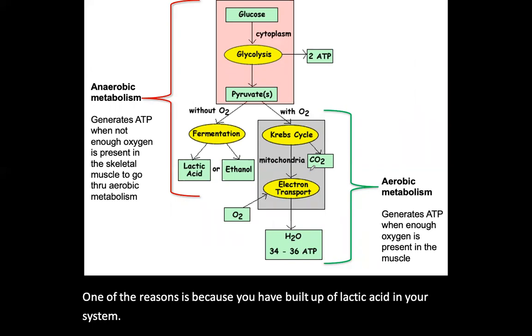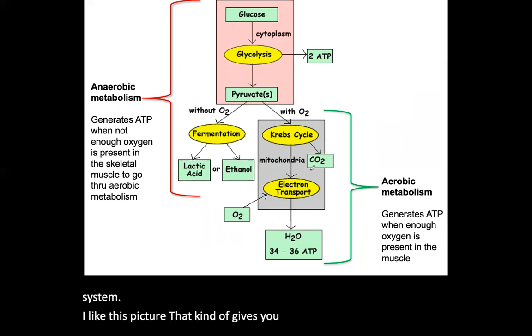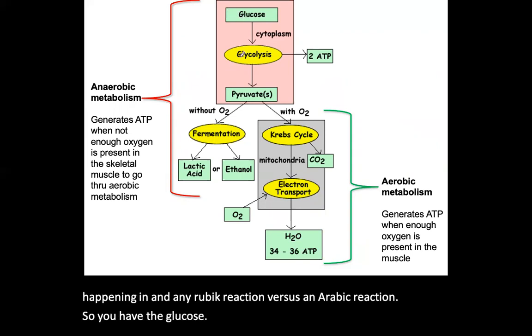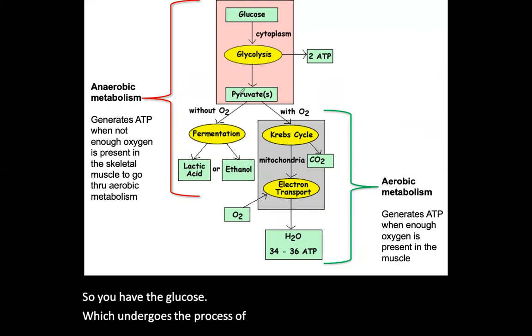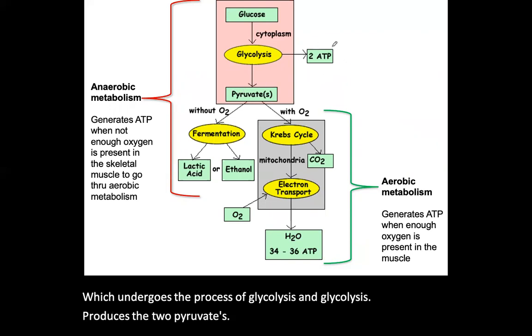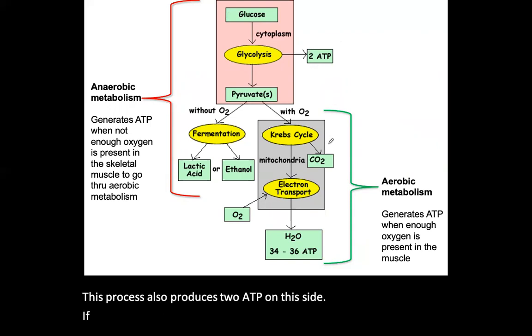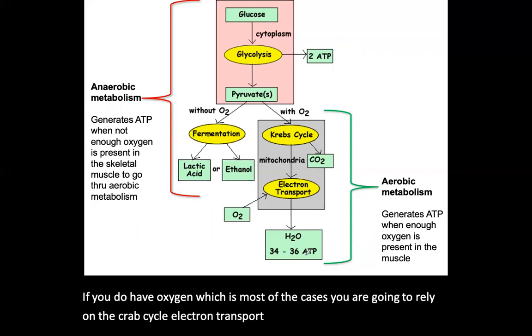I like this picture that gives you an overview of what is happening in an anaerobic reaction versus an aerobic reaction. So you have the glucose, which undergoes the process of glycolysis, and glycolysis produces the 2 pyruvates. This process also produces 2 ATP on the side. If you do have oxygen, which is most of the cases, you are going to rely on the Krebs cycle, electron transport chain, and production of ATP.